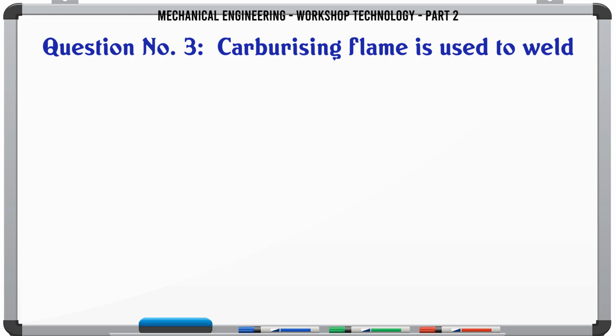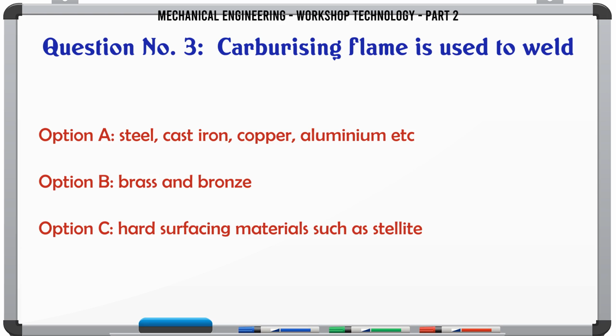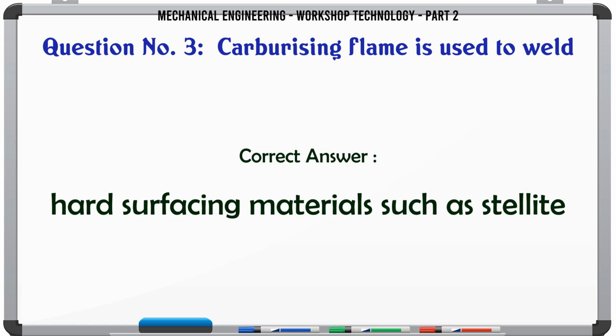Carburising flame is used to weld A. Steel, cast iron, copper, aluminium, etc., B. Brass and bronze, C. Hard surfacing materials such as stellite, D. All of these. The correct answer is hard surfacing materials such as stellite.